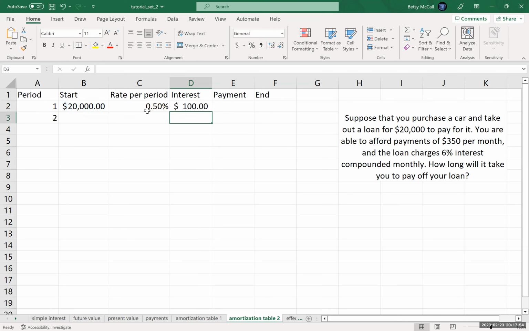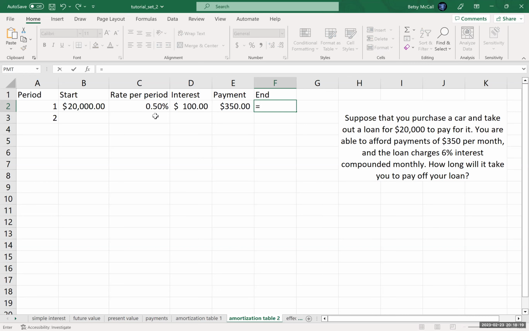And again, this is essentially a simple interest calculation. And then, according to my budget, I'm going to be able to make payments of $350 per month. And so my ending balance, in this case, because it's a loan, the interest is increasing the balance in my account, but the payment is decreasing the balance in my account because it's a loan. So my starting balance will then add in the interest and then subtract off the payment.